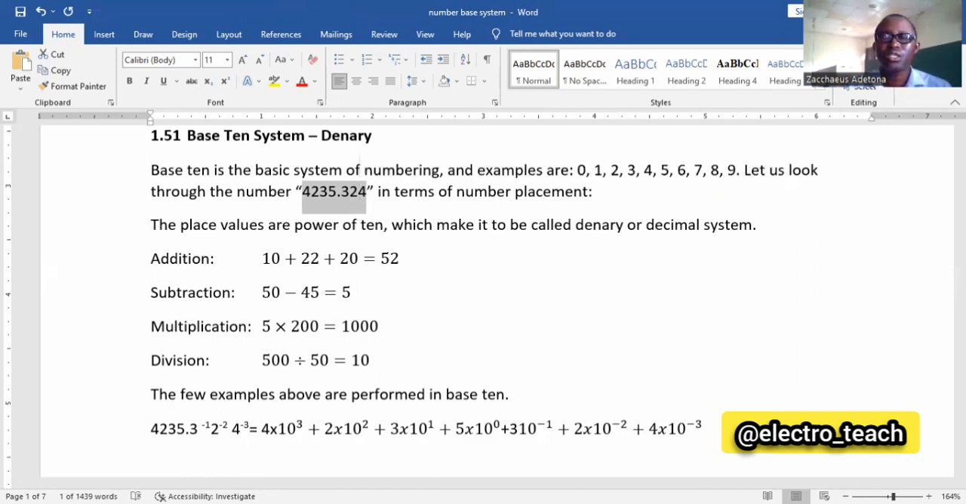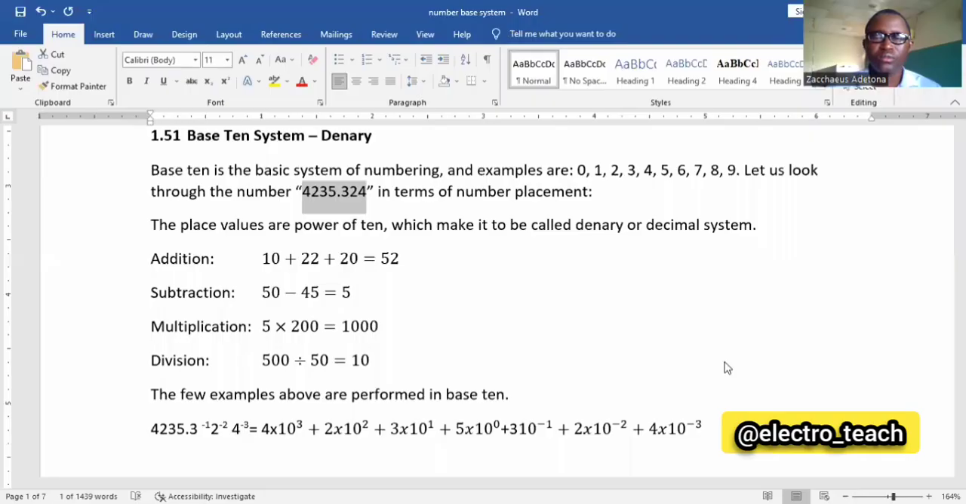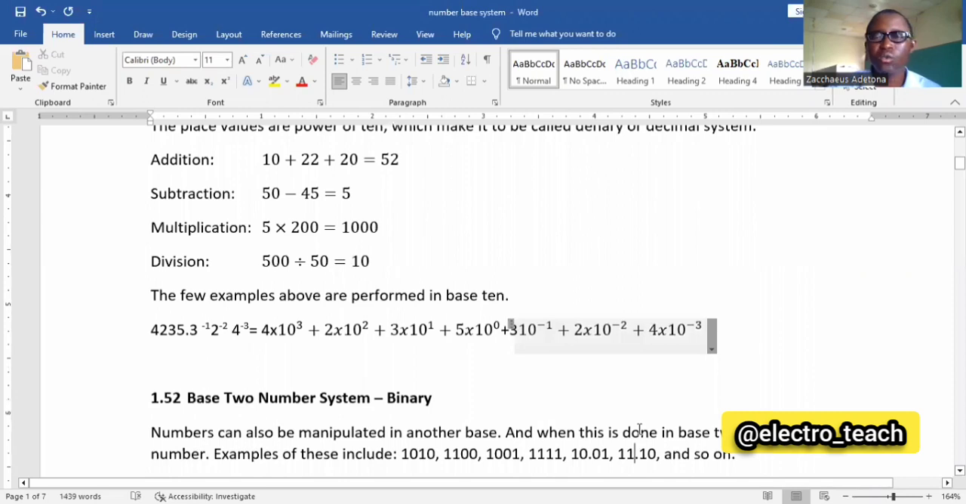Now, the same can be done for other base systems. We can express the numbers in other base systems in a similar manner. And of course, this is what we use to convert from one base system to another. All right, so let's proceed to see the number bases one by one.